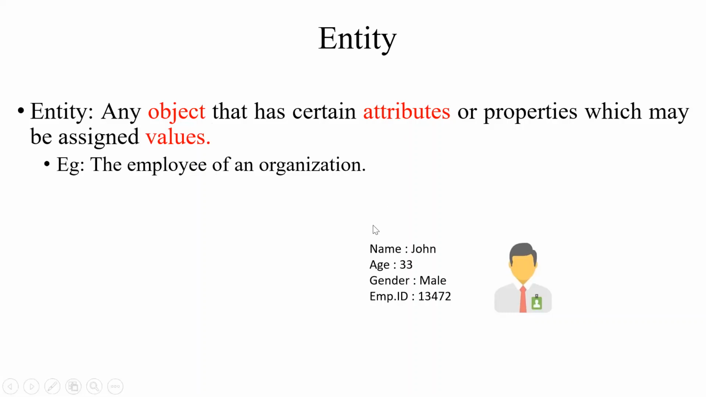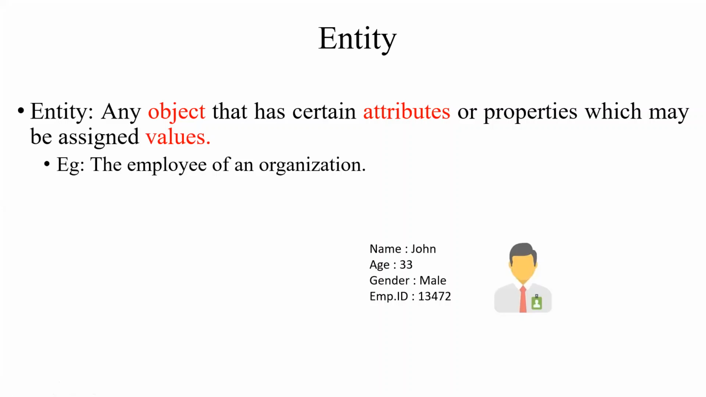So what is the difference between name and John? Name and John, age and 33, gender and male, employee ID and 13,472. Name is a property, John is the value. Age is a property, 33 is the value, right? So these objects or entities, I'm defining entity. Entity, you can give examples. What are some of the entities which we see around?